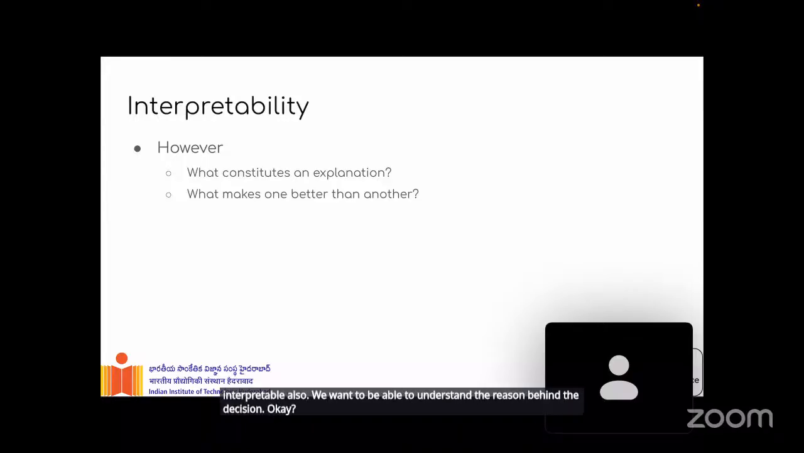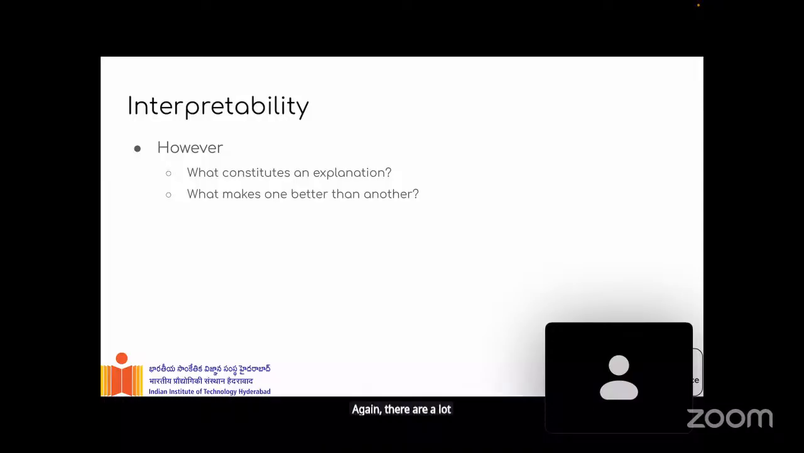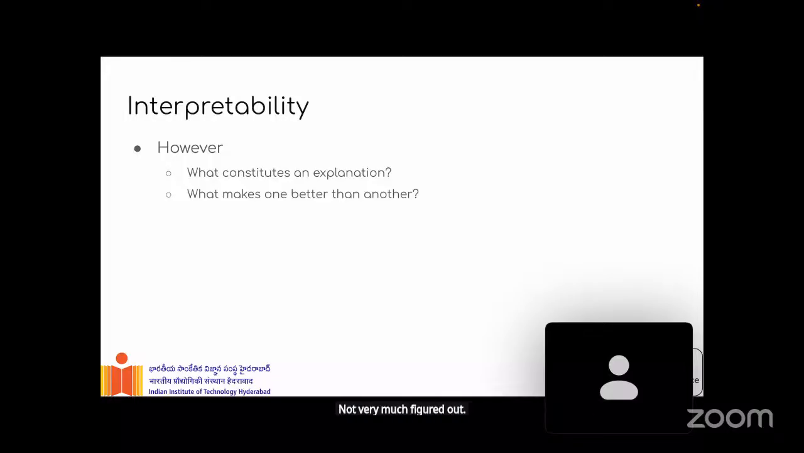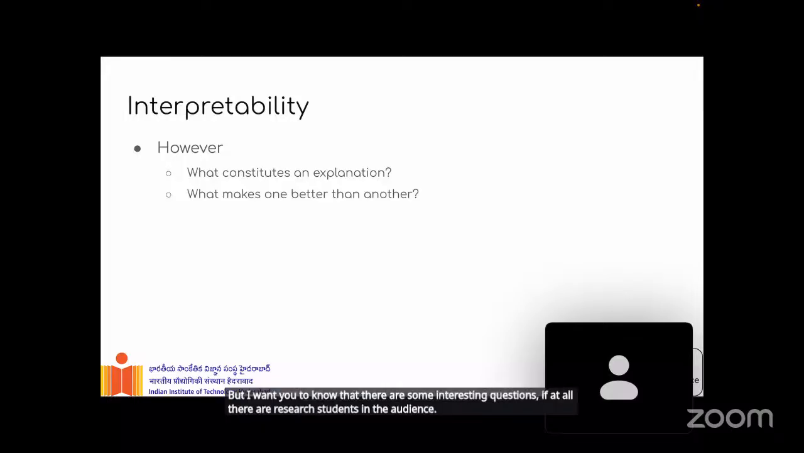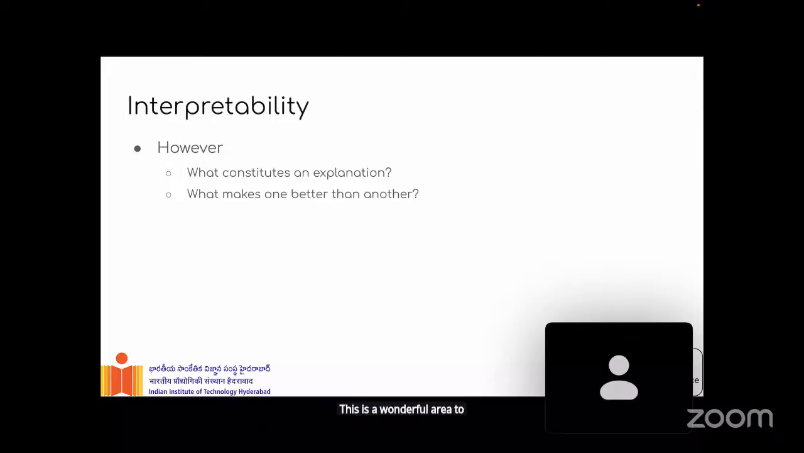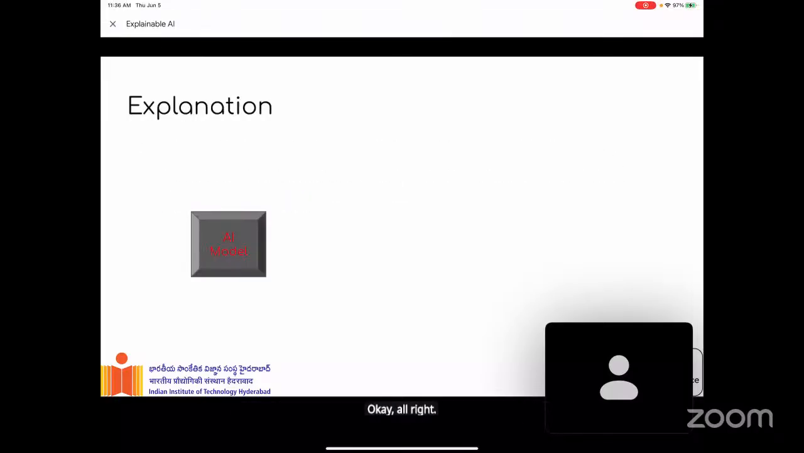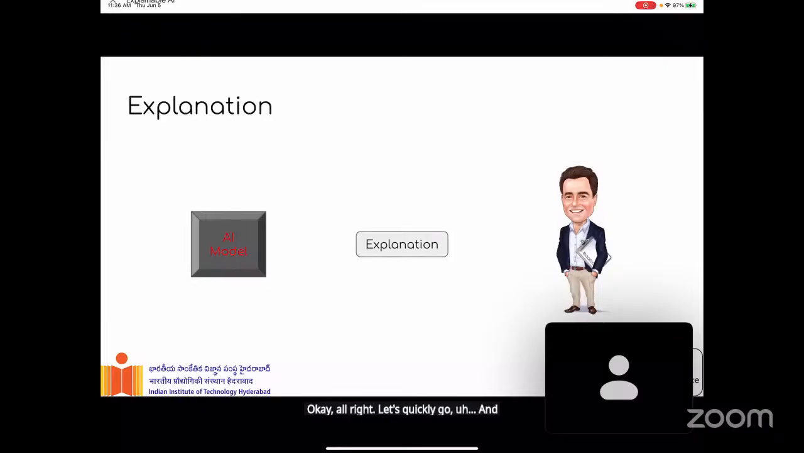Again, there are a lot of complications. What is a better explanation? If there are two explanations, how can we compare them? This is all research, not very much figured out. A lot of research is happening actively in this area, but I want you to know that there are some interesting questions. If there are research students in the audience, this is a wonderful area to plan your research in the next 5 to 10 years. All right, let's quickly go and see what can be an explanation.